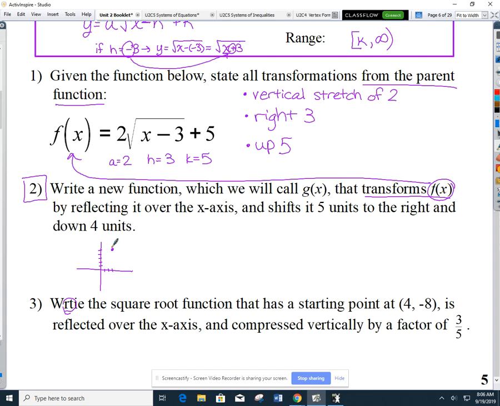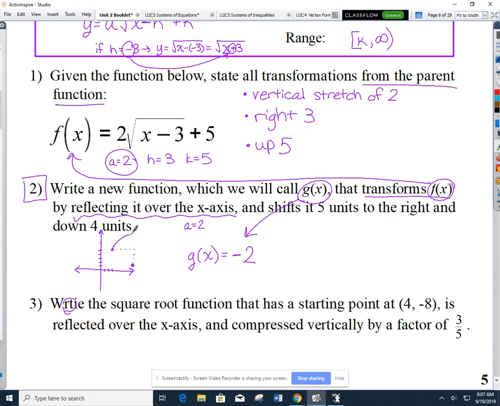In this one, I just want to show you graphically that if I do this transformation, so we are going to reflect it over the x-axis. So I'm going to start with writing the function, calling it g of x, and I'm going to reflect it. It doesn't say to stretch or compress, so a is still 2. That doesn't change. But I do need to know what h and k are. Right now, they're at the point 3, 5. So if I move it from there 5 units to the right, 1, 2, 3, 4, 5, and down 4 units, 1, 2, 3, 4.